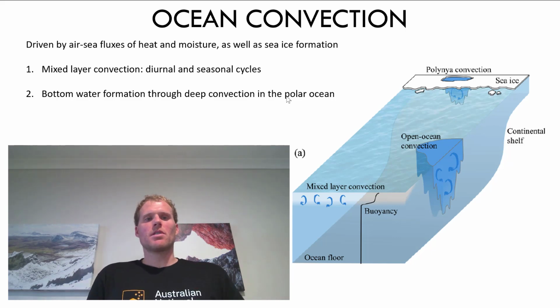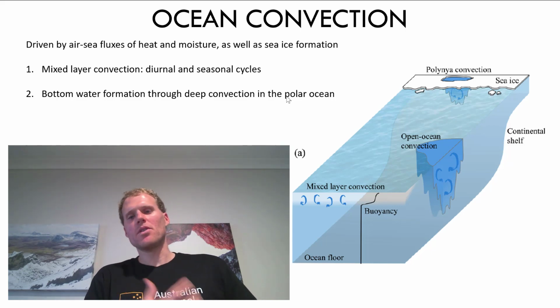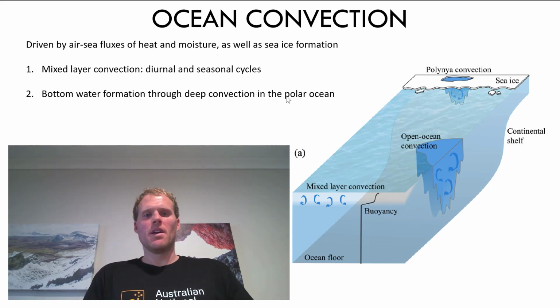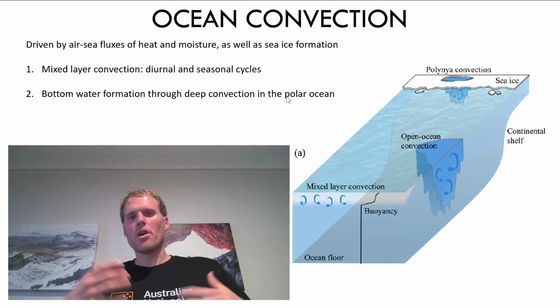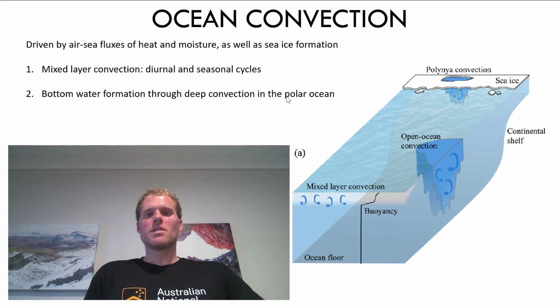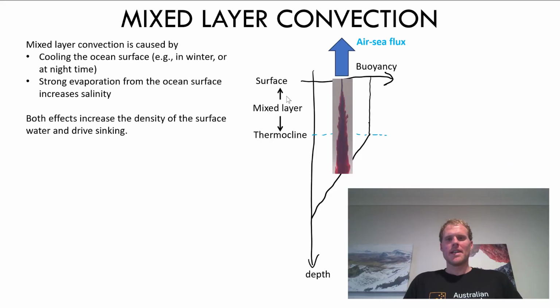And then we're also going to look at a process called deep convection, which gives rise to the bottom water that fills the world's oceans. So this is a crucial part of the global ocean overturning circulation, which is something that we'll come back to later in the course. So let's start with the mixed layer convection.